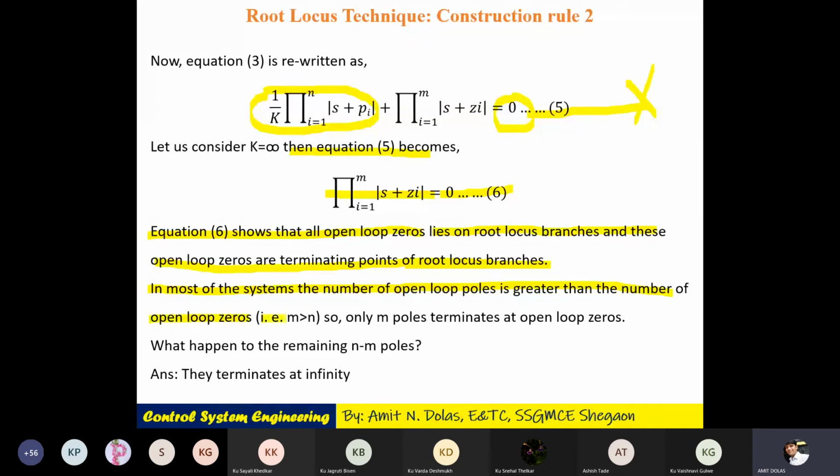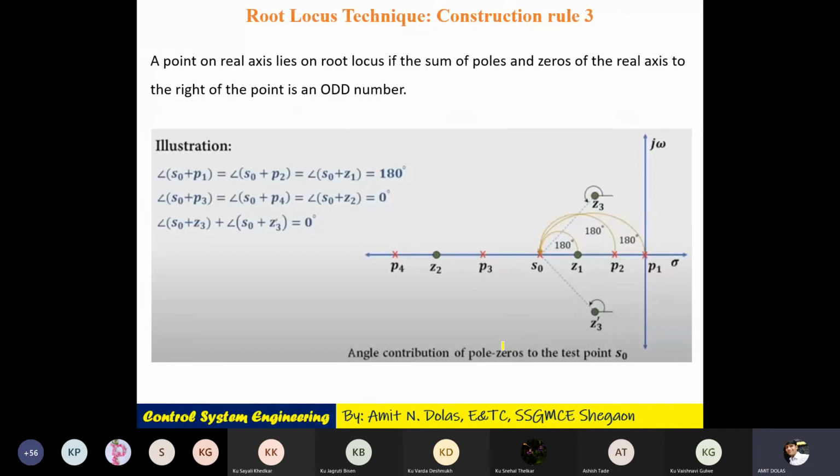हमने देखा था इससे भी पहले first unit में. M is greater than N. So only M poles terminate at open loop zeros. What about the remaining N minus M? So N minus M, they will terminate at infinity. हमने earlier example देखा है, अगर दो पोल एक जीरो है तो एक पोल जीरो पे टर्मिनेट होगा, another जो डिफरेंस है that will terminate at infinity. Just two more PPTs. We'll see the construction rule 3 and then we'll end this lecture.